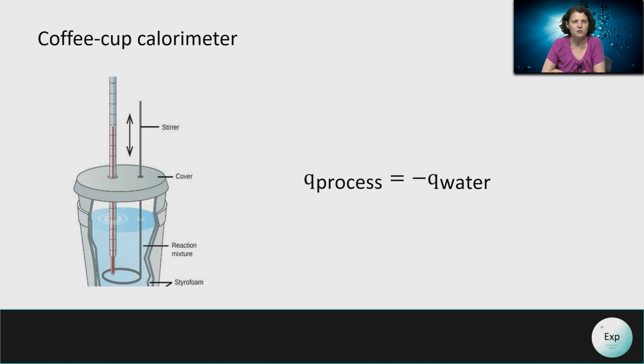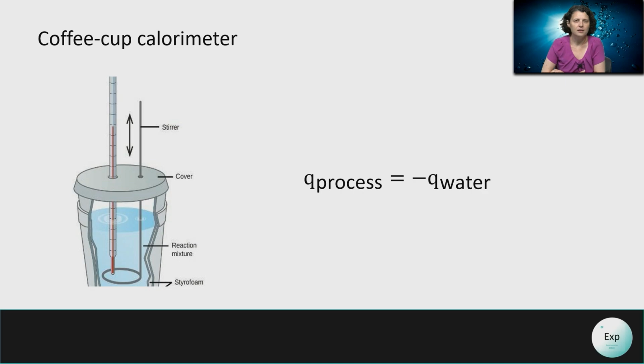This requires two nested styrofoam cups, which ensures the insulation of the system, usually a cover of some sort that minimizes the chance of heat escaping through the top of the cup. Usually it requires a thermometer to measure the temperature at the beginning and at the end of the process, and some kind of stirrer to ensure that the temperature is homogeneous across the calorimeter.